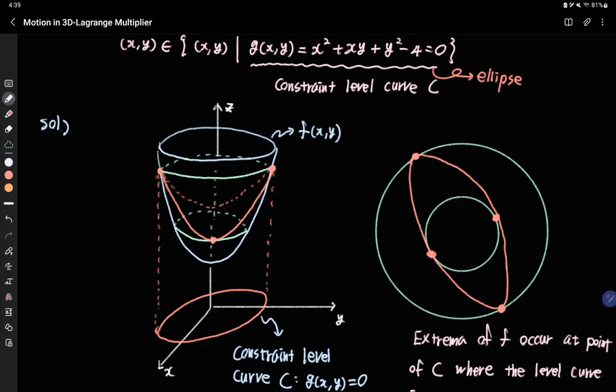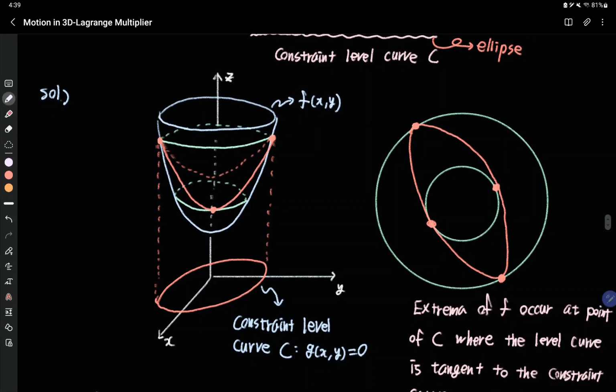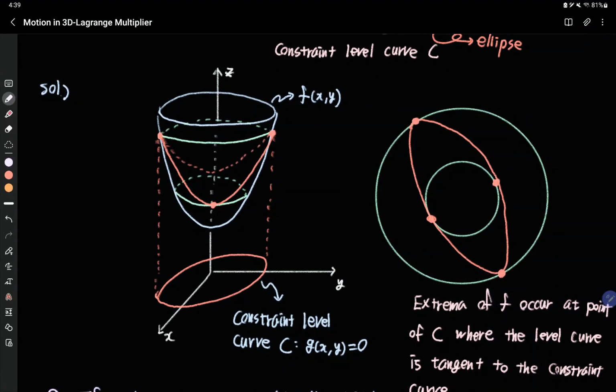Let's just imagine the curve on the surface whose projection is the constraint level curve C. The curve must be like this, so that its projection is C. Then, as you can see, at this point and those 2 points, f has a maximum value, and at those 2 points, right here and this one, f has a minimum value.